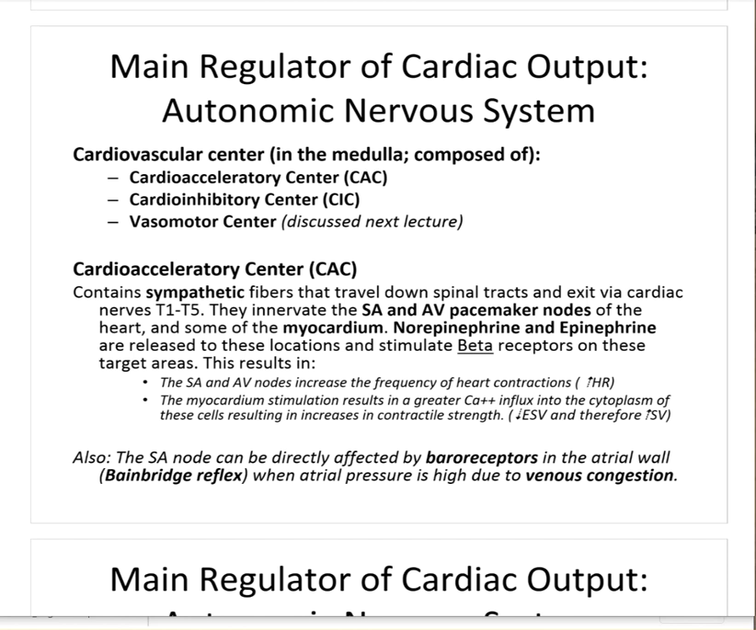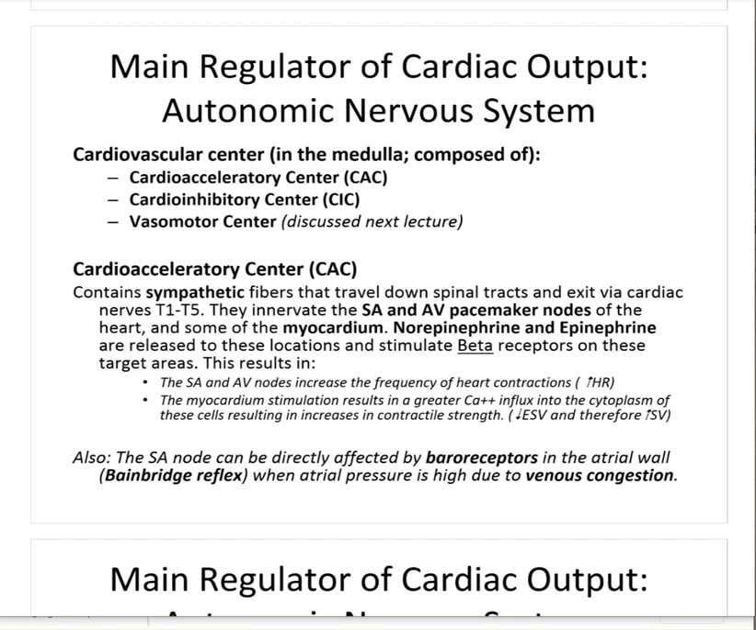Now you might recall that we had a cardiovascular center in our medulla. We talked about this in 231. And there was an acceleratory center, the CAC, the inhibitory center, CIC, and then a vasomotor center. And that's going to be discussed in a later lecture. So we're not going to discuss the vasomotor center right now. We're just going to talk about CAC and CIC.